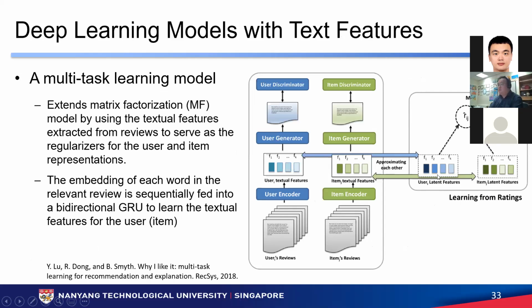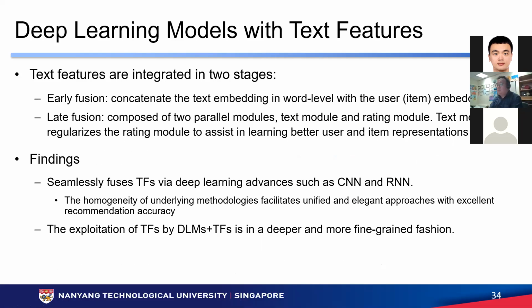Then the embeddings of each word in the relevant review is sequentially fed into this bidirectional GRU, gated recurrent unit, to learn the textual features for the users and items. It's just one example. So the texture feature can be leveraged into two stages. One is the early stage and one is the later stage. For the early stage, what it does is to concatenate the text embedding in the word level with the user embedding or item embedding. So this is the early stage.